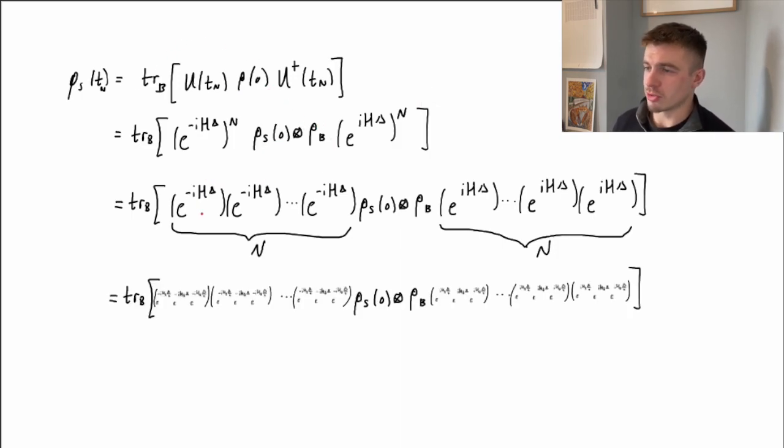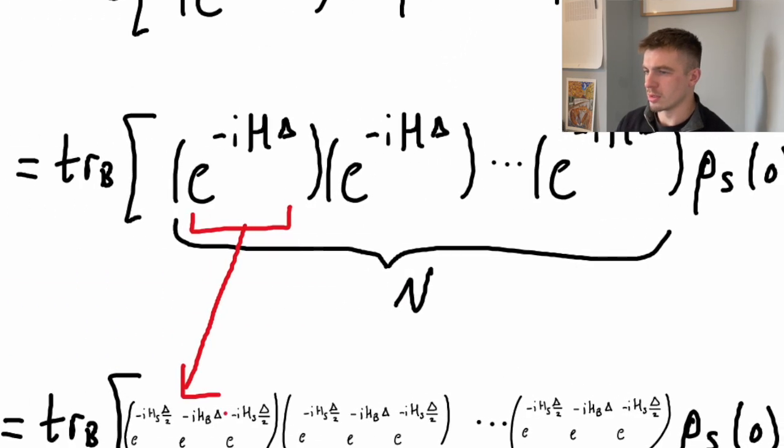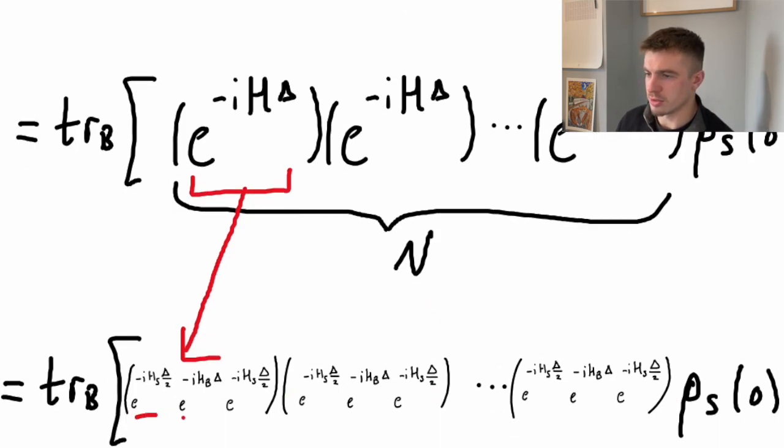Now I use my Trotter decomposition, where I take each one of these and decompose it into the system, the bath and the interaction, and the system term again.